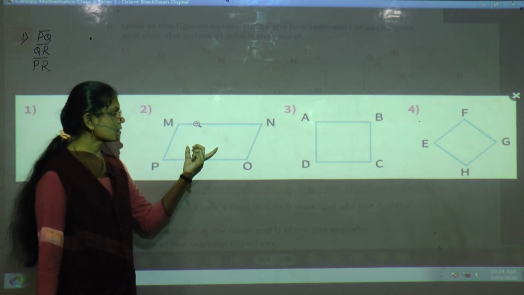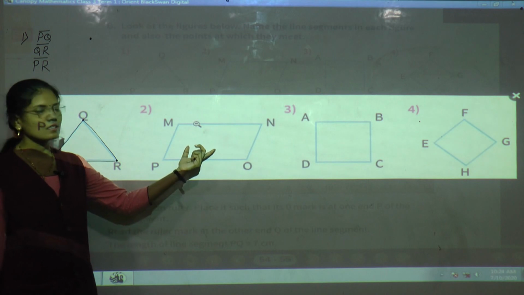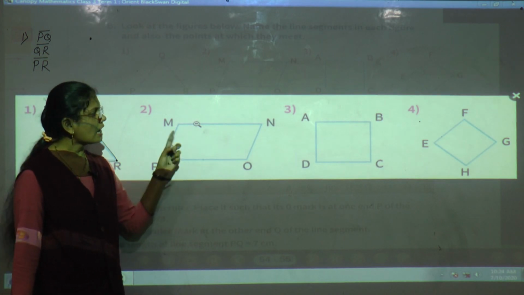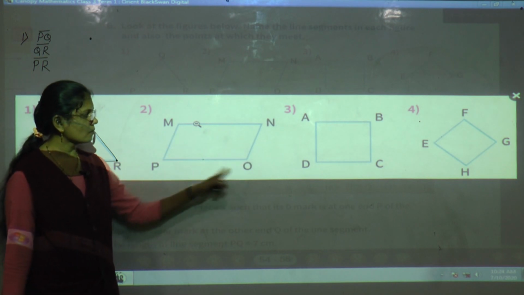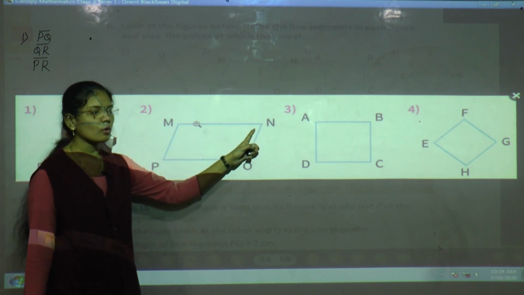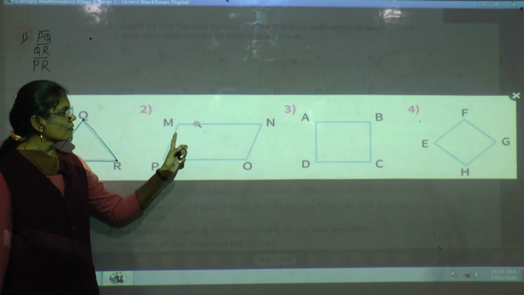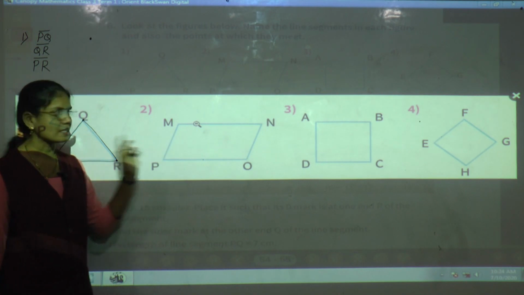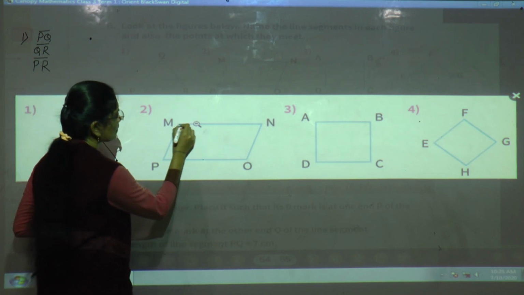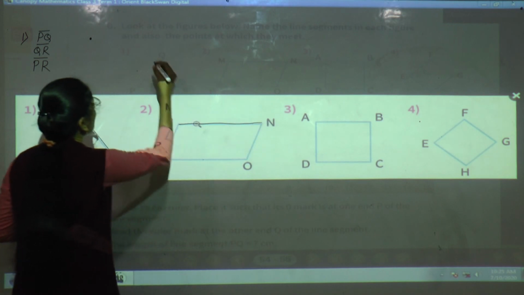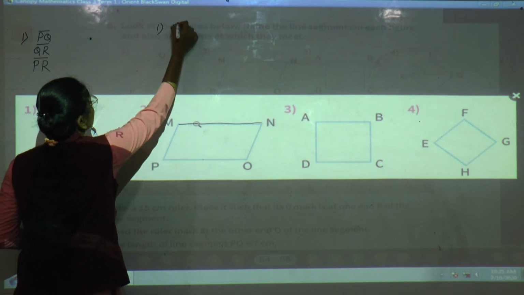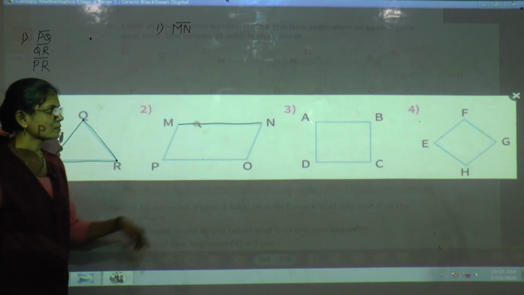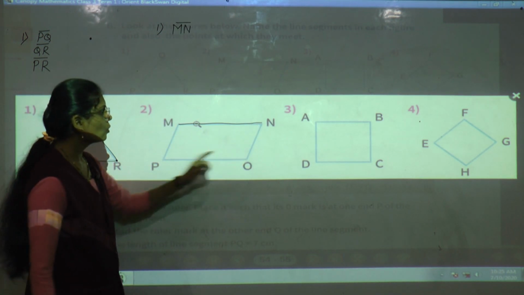Now the next is, what is this? This is a square. How many sides does a square have? 4 sides. So in this square there are 4 line segments. Now we will write the names of the line segments. What is the first line segment? Line segment MN. So I will write here MN. The second is NO.